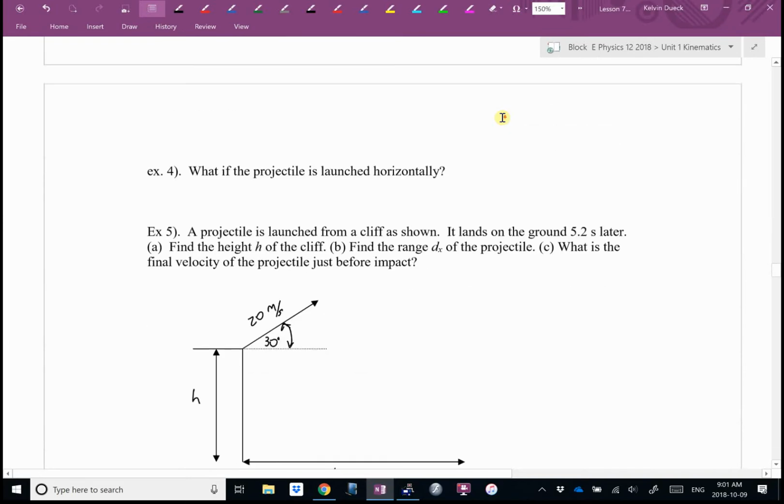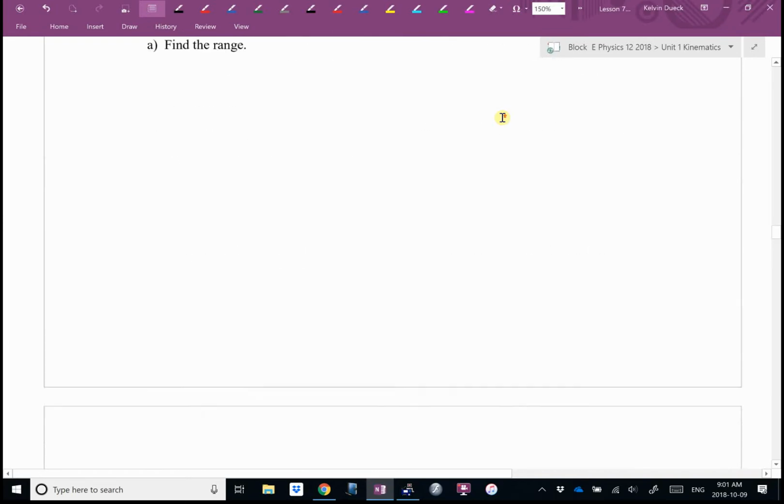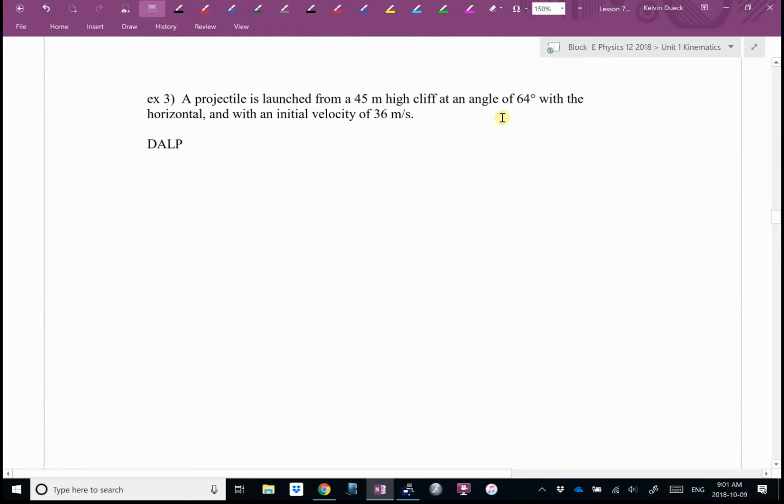Let's see. Boy, we got a lot more to do here. Cliff. This time I didn't give you the picture. 64 degrees. Initial velocity of 36 meters per second.